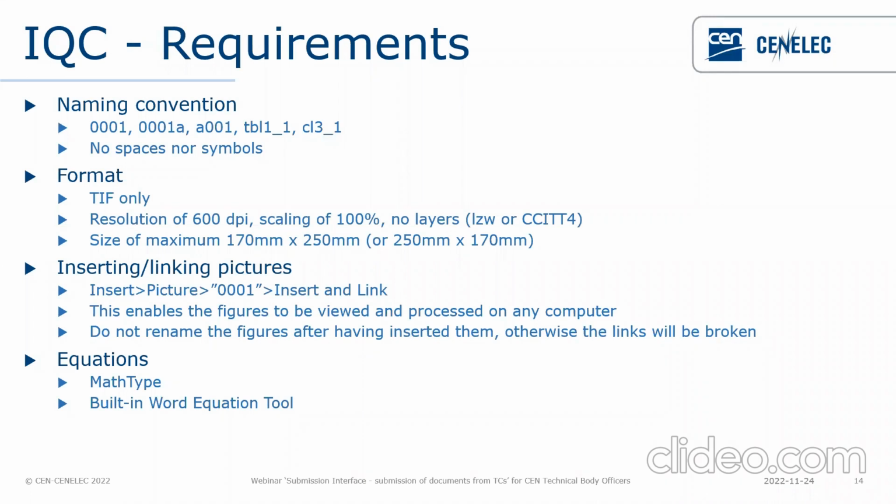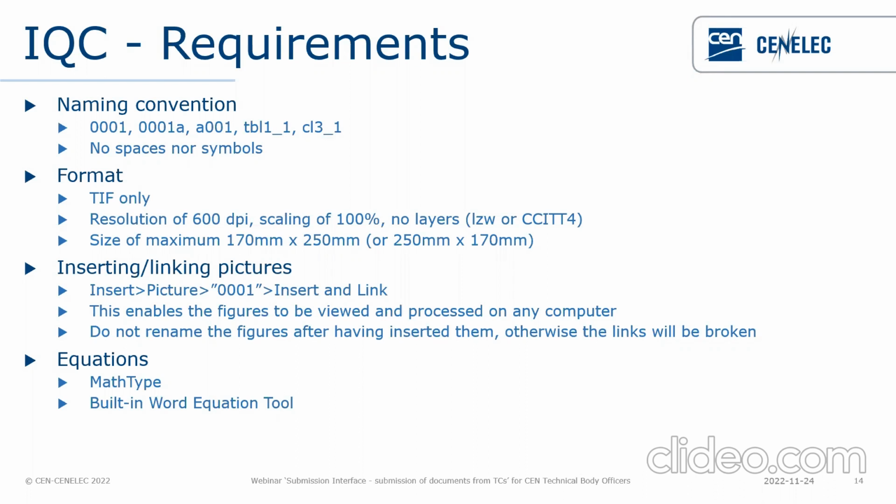Just a summary here regarding the requirements. So we have the naming convention. The best practice would be to use the top arrow, like the 001. If you have subfigures, you add the letter at the end, A, B, C, and so on, starting with letter A, and so on for annexes.